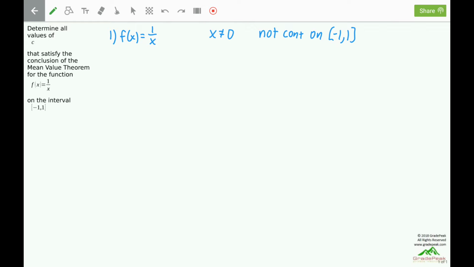Closed interval means that it includes both endpoints, indicated by square brackets on both ends. But the 0 is within there, and therefore we're not continuous, and condition 1 does not hold true. Therefore, automatically, the mean value theorem is not guaranteed.